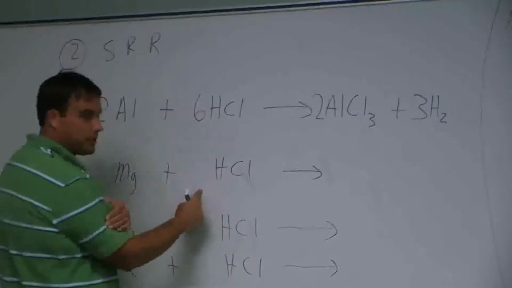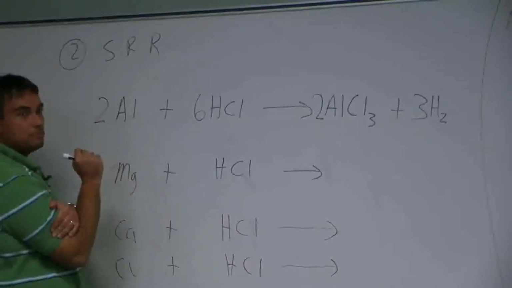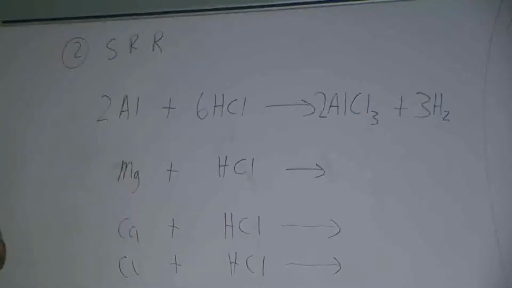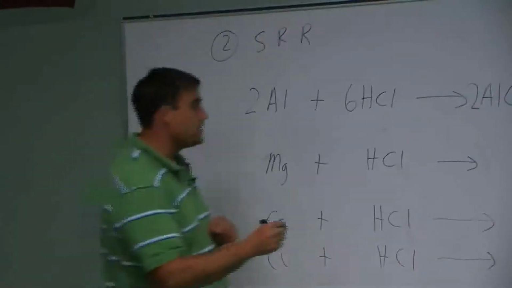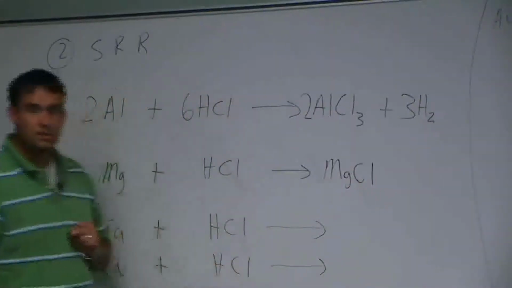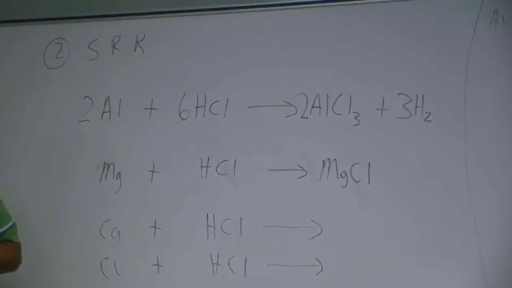Look at this one. What's going to happen? Is this guy going to replace that guy? Yeah. Okay. Well, when it does that, what's it going to make? Magnesium what? Chloride. Okay. Sandy says it's going to make us magnesium chloride. Is that the formula for magnesium chloride? No. What is it? Cl what?